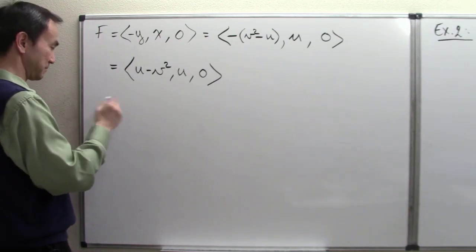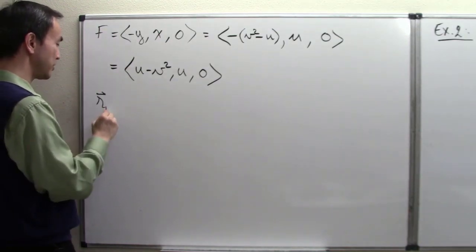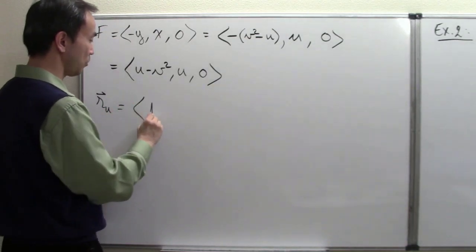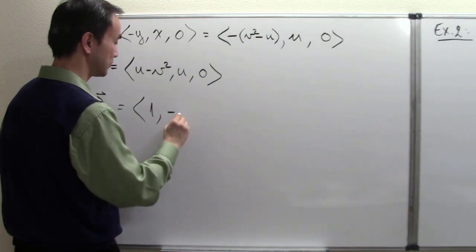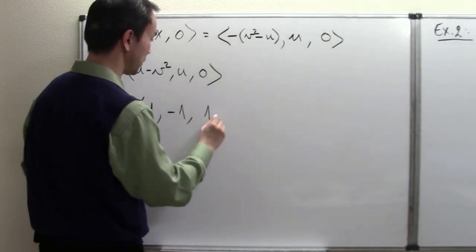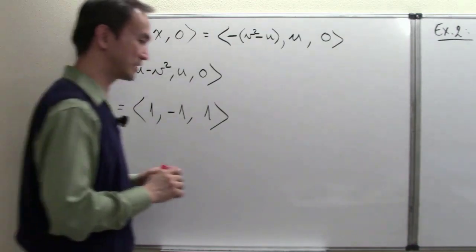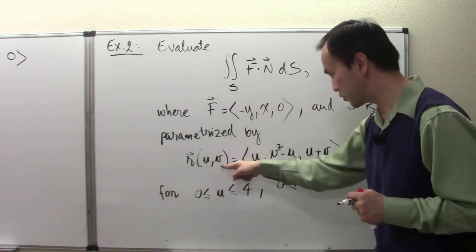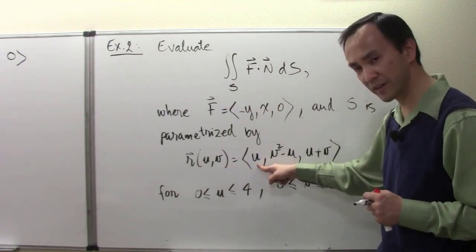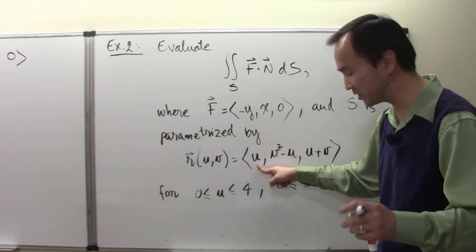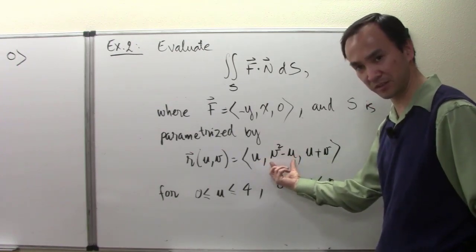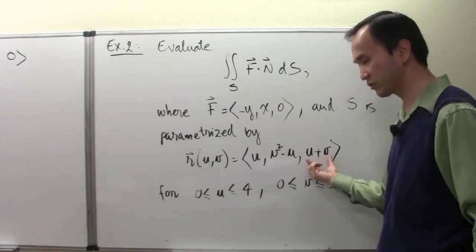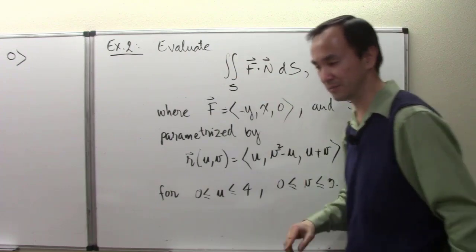Now on the other hand, we can easily calculate our r sub u. r sub u here will be 1, minus 1, and 1, because our vector valued function in respect to u and v is here. Taking the partial derivative in respect to u, it's 1. The partial derivative of the middle component in respect to u gives negative 1. That term goes to 0, and then that gives positive 1. And that's how I arrived at that r sub u earlier.